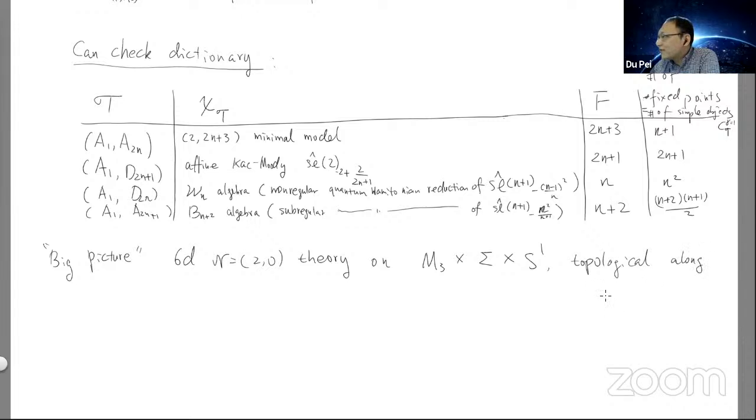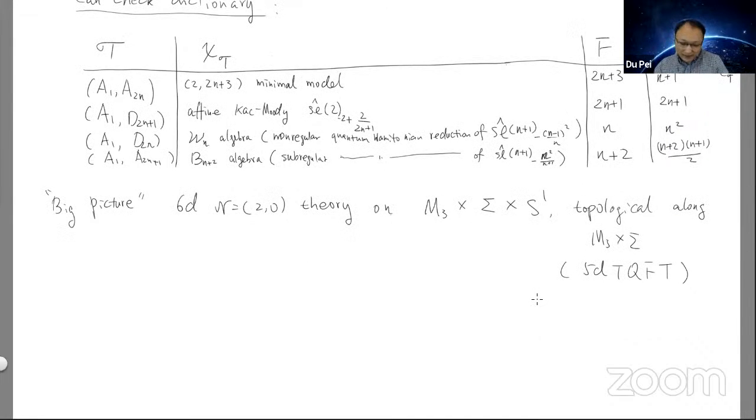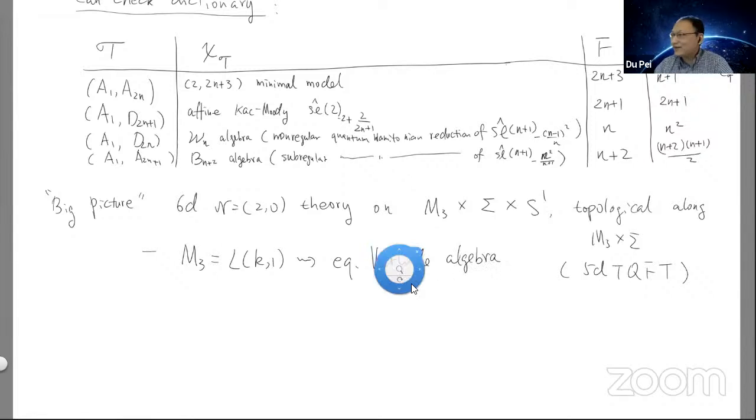Along both M3 times sigma. In fact, you can replace M3 times sigma with a more general 5-manifold, and it will be a 5D topological theory. But again, some of the partition functions might not be well defined. And then you can specialize M3 to be the lens space L(k,1). And then this geometric setup leads to the equivariant linear algebra that I described in the lecture.